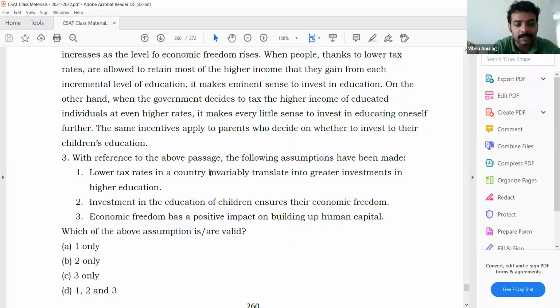The passage says it is the other way around, that economic freedom promotes, and does not ensure, investment in education. Economic freedom supports investment in education. Then the third one, economic freedom has a positive impact on building up human capital. So yes, it does, because when economic freedom is there, people tend to invest more in education. That's what the author is saying. So only the third one, the answer should be C. Answer should be C for this one.